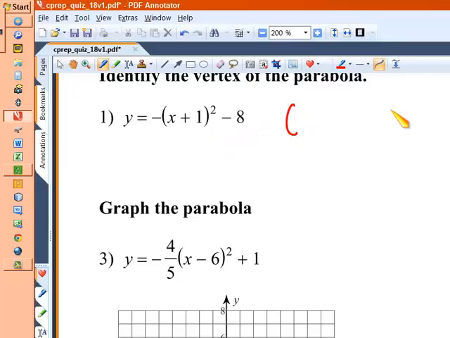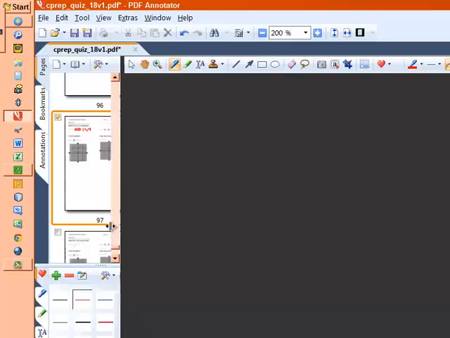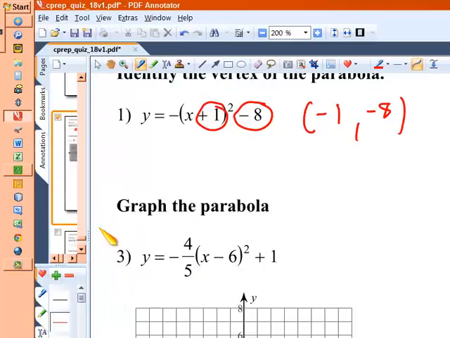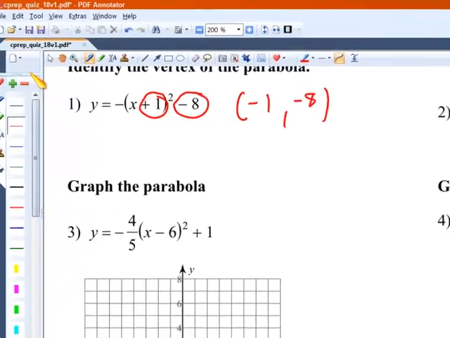I'm going to draw a set of parentheses, and then the y-coordinate of the vertex is going to be that number, and then the x-coordinate of the vertex is that number except you change its sign. So that would mean that this parabola has a vertex of -1, -8.